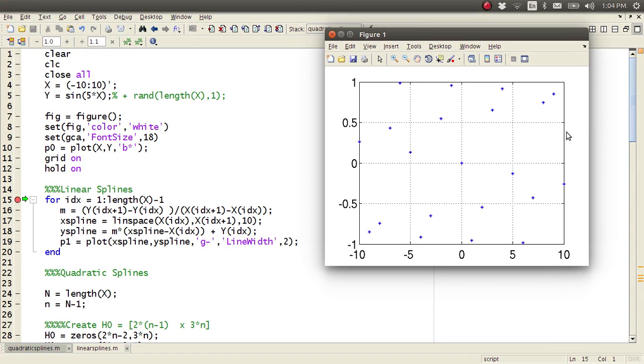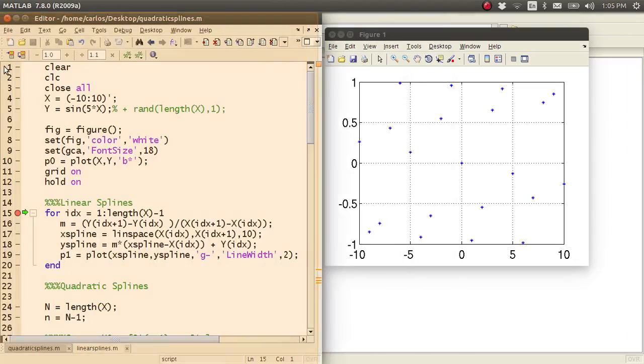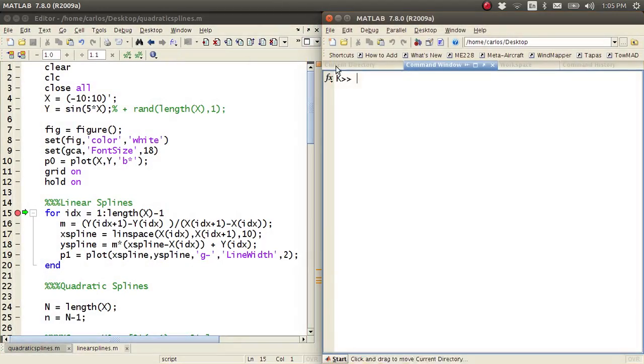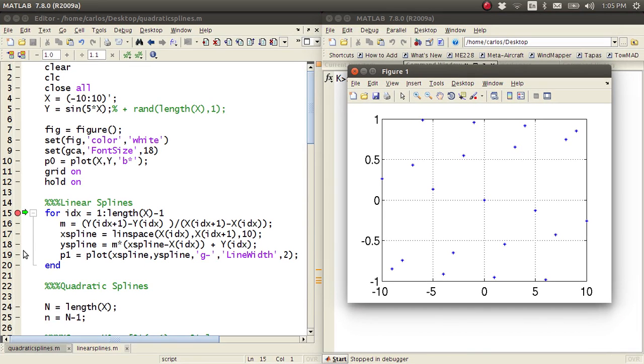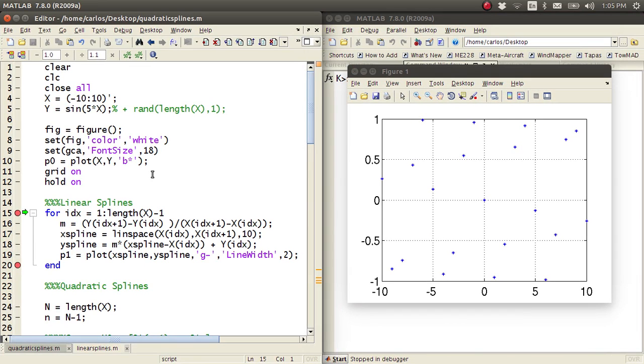It doesn't really look like anything's going on. If I was given this data, I wouldn't know what it means. So if I step through here, I'm going to put a debug point here, and I'm just going to hit continue. Every time I go through, I draw a line here.